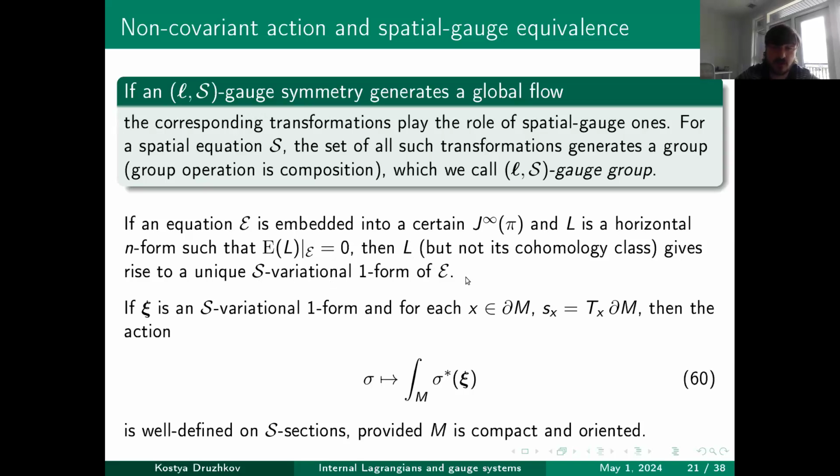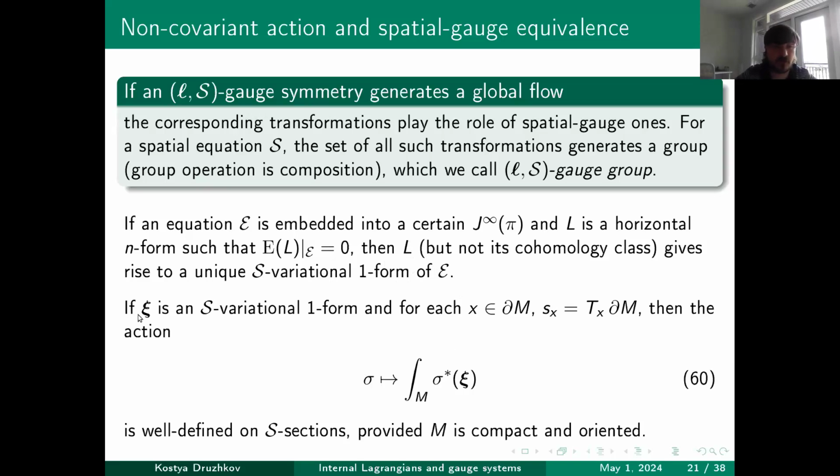And this is how it should be in classical mechanics, because in classical mechanics, Lagrangians and Hamiltonian forms are just one forms, and of course they are variational one forms at the same time. But first of all, they are one forms, and we would like to have something like an S variational one form here as a candidate for action.